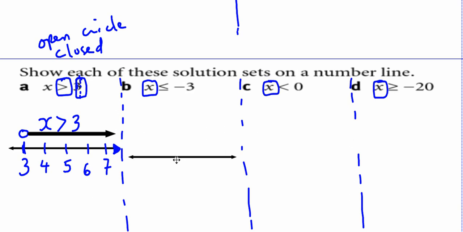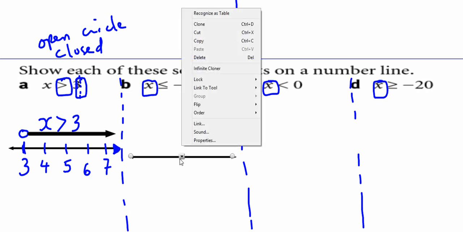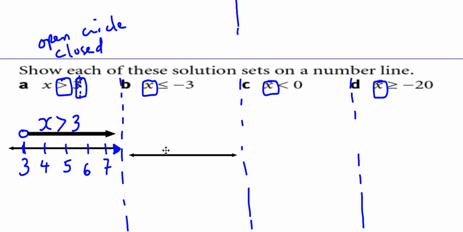All right, so here we are talking about x is less than or equal to -3. Remember what I said? X stands for any number that is less than -3. So the start point is -3, and we have to look for all numbers which are less than -3.